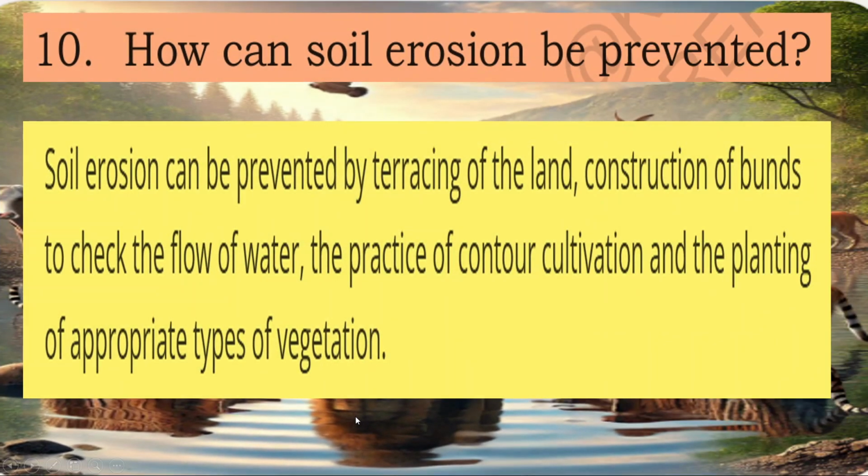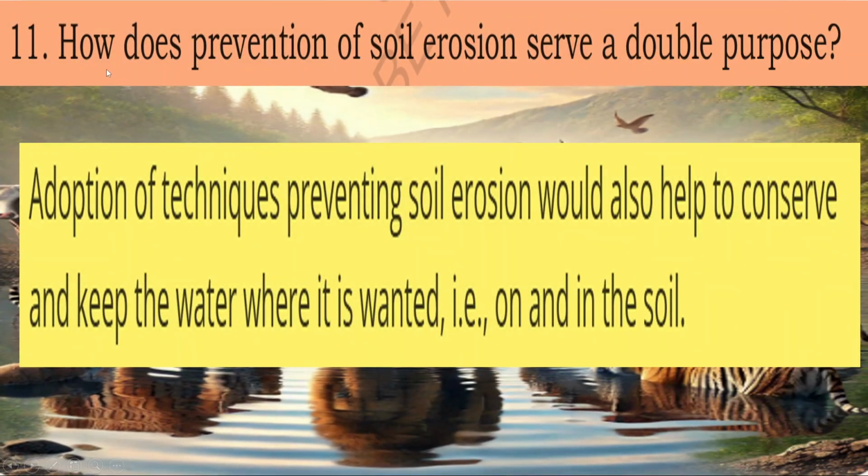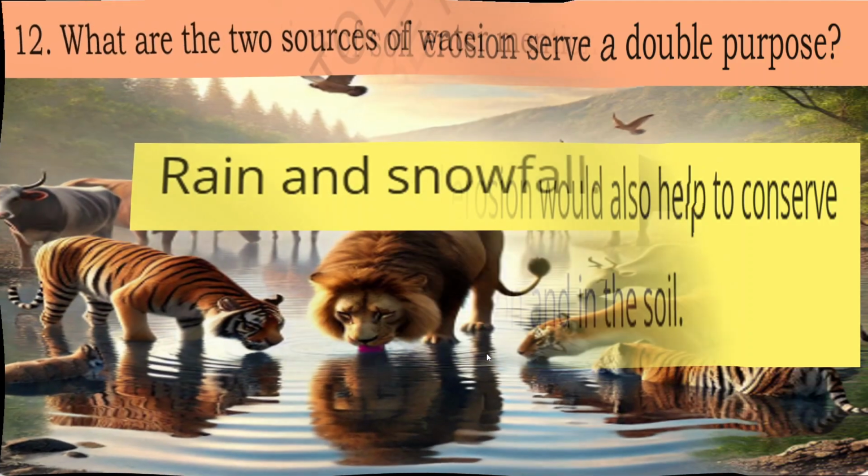10. How can soil erosion be prevented? Soil erosion can be prevented by terracing of the land, construction of bunds to check the flow of water, practice of contour cultivation, and planting of appropriate types of vegetation. How does prevention of soil erosion serve a double purpose? 11th question. Adoption of techniques preventing soil erosion would also help to conserve and keep the water where it is wanted, that is, on and in the soil.